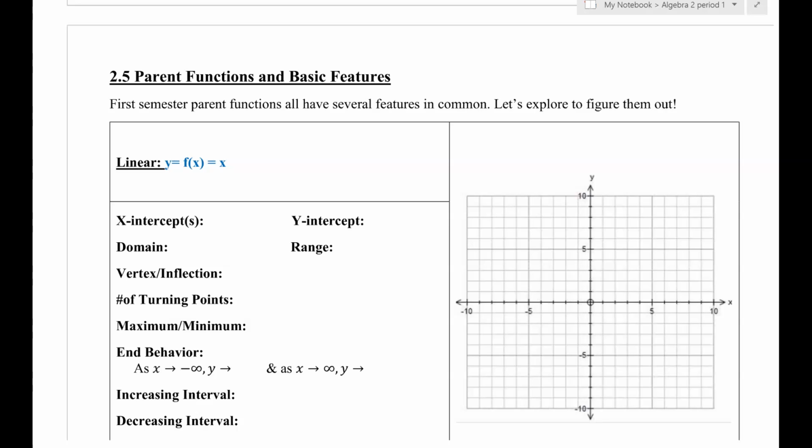I am starting you guys with 2.5 parent functions and basic features. It says here, first semester parent functions all have several features in common. Let's explore to figure them out.